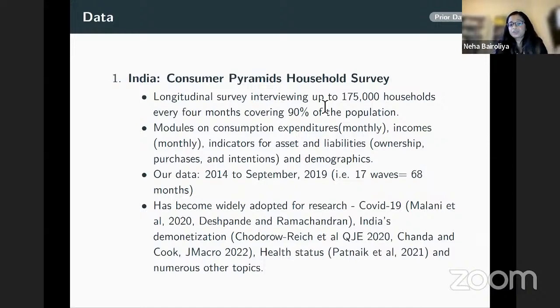First of all, it's a longitudinal survey. So households are tracked over time. We can not only make the similar conclusions that researchers can using repeated cross-sections, but we also can look at changes in behavior and at how households are changing behavior over time. And it's a large sample of households, over 175,000 and counting. And the frequency is pretty good because households are surveyed every 4 months, and it covers 90% of the population.